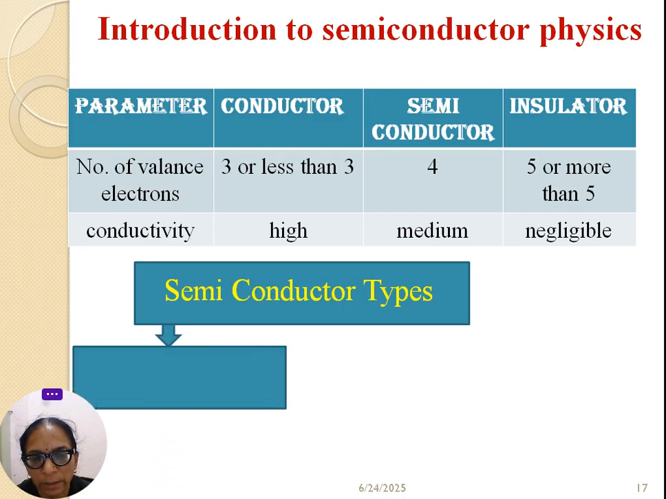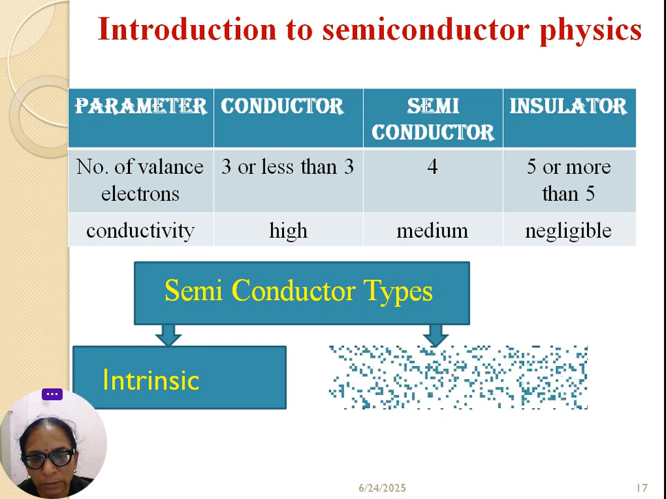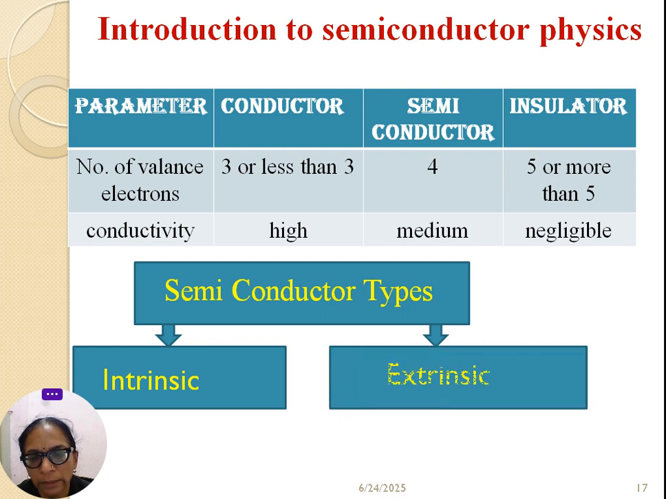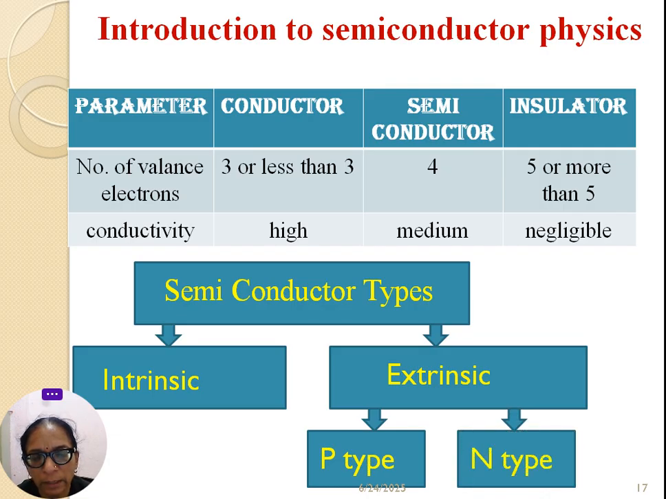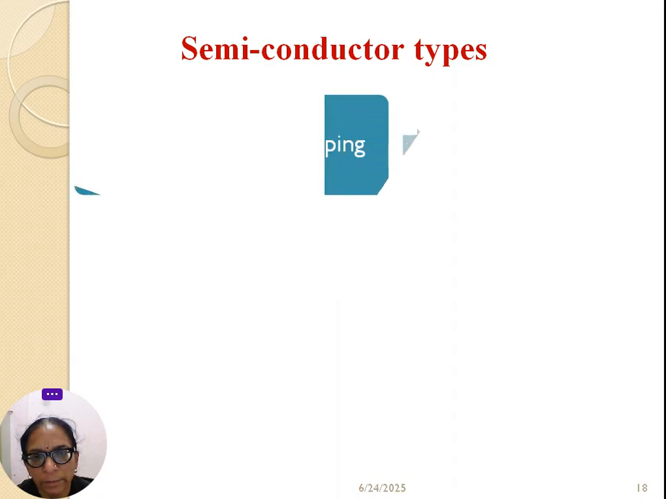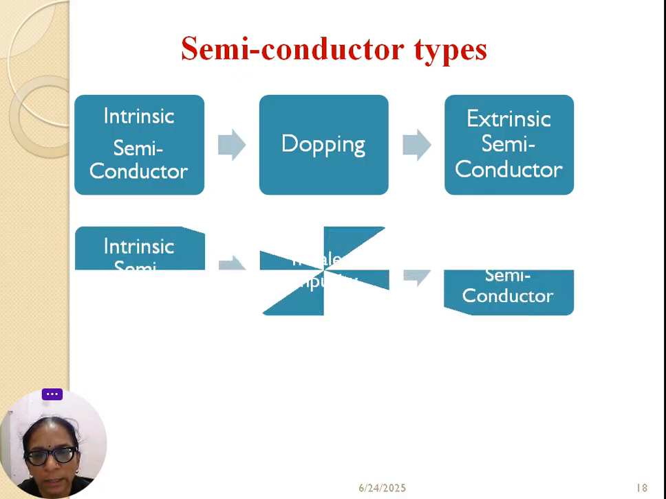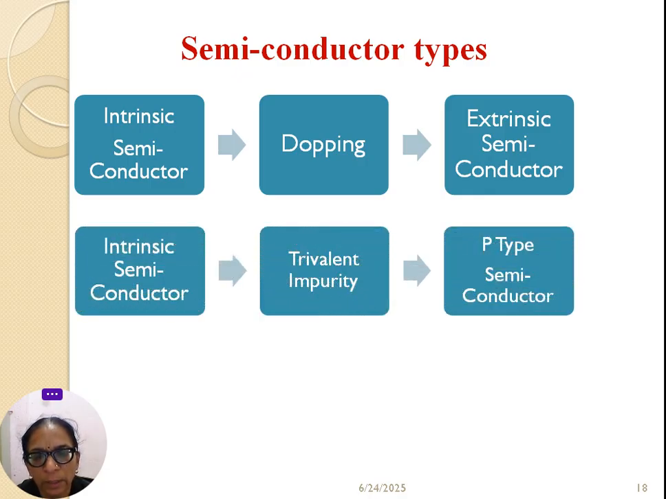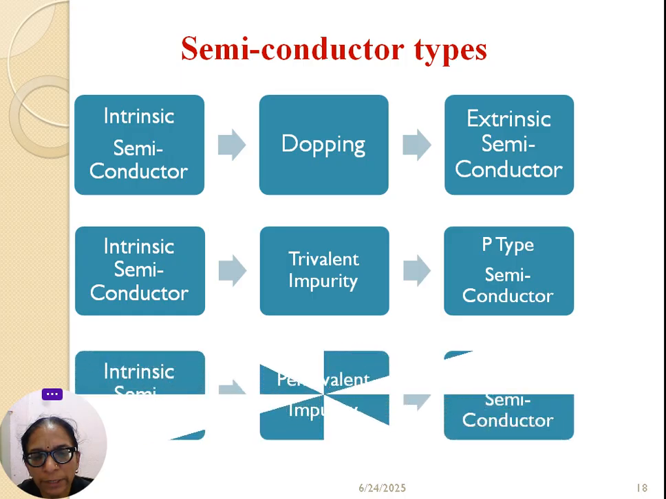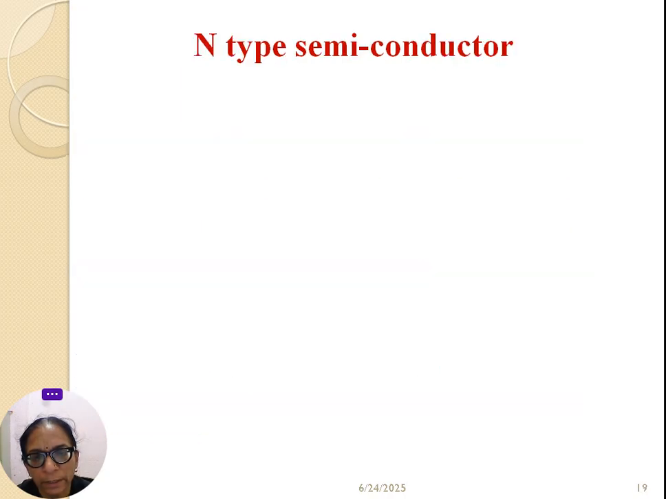Semiconductor types, there are different types of semiconductors. First is called the intrinsic semiconductor, second is called the extrinsic semiconductor. Extrinsic semiconductor is again classified into p-type semiconductor and n-type semiconductor. When the intrinsic semiconductor is doped with certain impurities, it is called an extrinsic semiconductor. The doping may be a trivalent impurity or a pentavalent impurity.